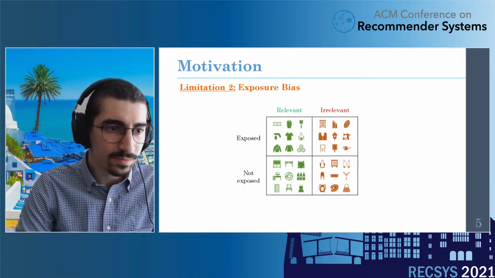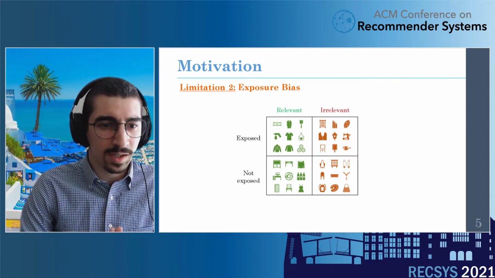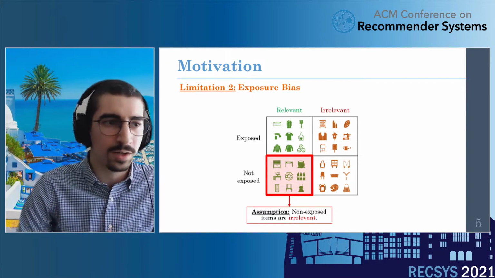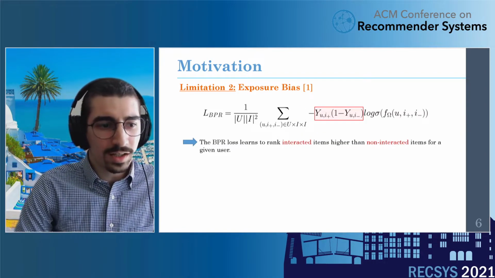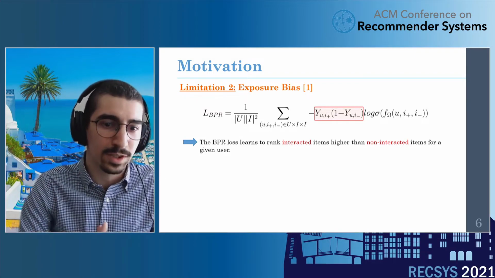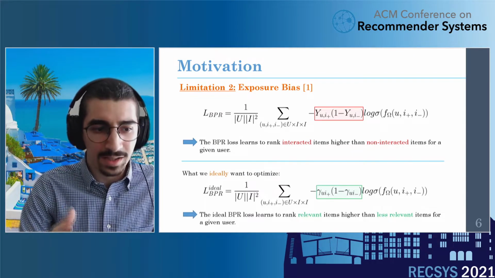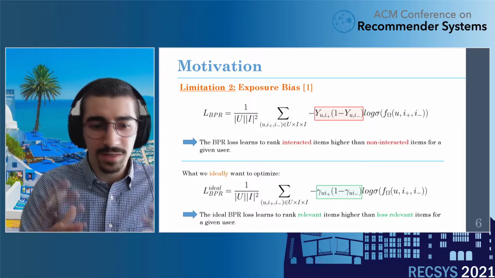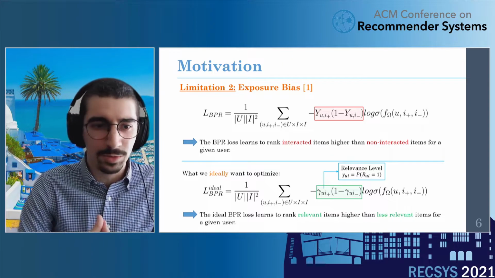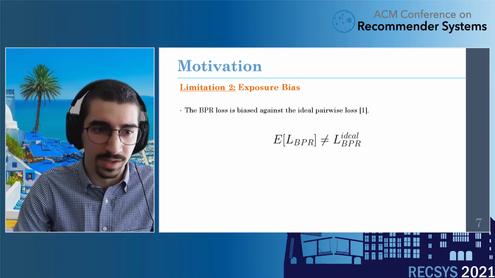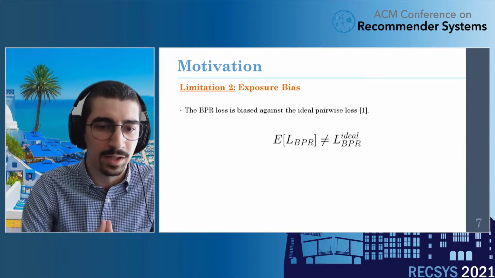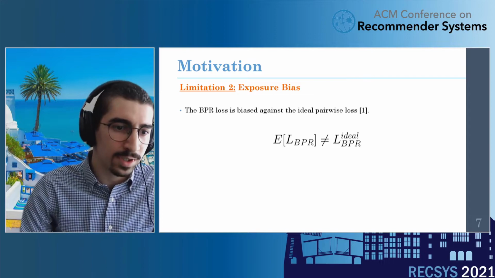movie. The second limitation of BPR is exposure bias, and exposure bias stems from the assumption that non-exposed items are irrelevant. More technically, as we said earlier, the BPR loss learns to rank interacted items higher than non-interacted items. However, what we ideally wanted to learn is to rank relevant items higher than less relevant items. And this discrepancy between interaction and relevance is what causes the BPR loss to be biased. And this result was already proven in previous related work, notably by Saito et al.